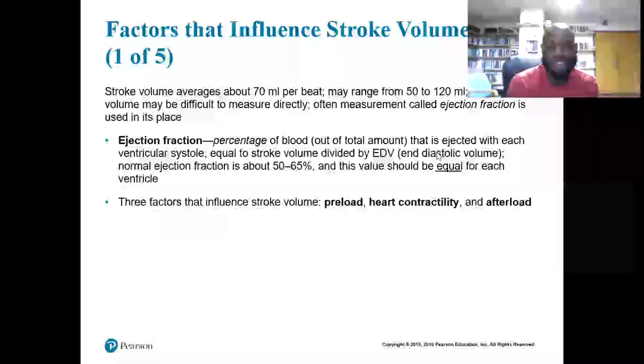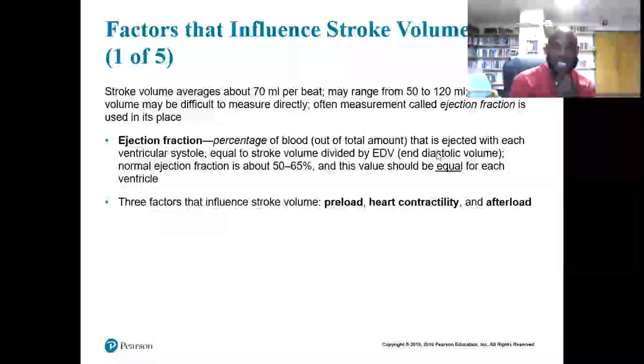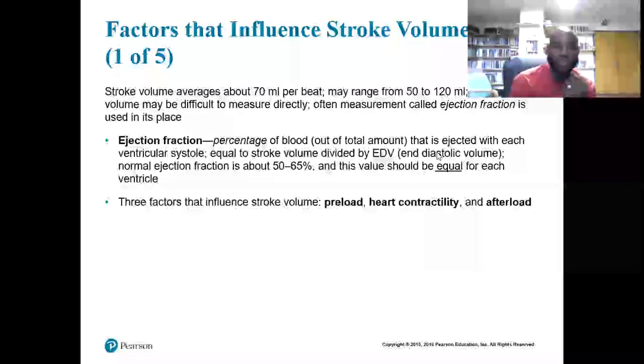Exact stroke volume is a little difficult to get because of the ejection fraction, and that ejection fraction is what is used. It's the percentage of blood that is ejected with each ventricular systole, which is equal to stroke volume divided by the end diastolic volume. So normal ejection fraction is about 50 to 65%, which should be about equal for each ventricle.